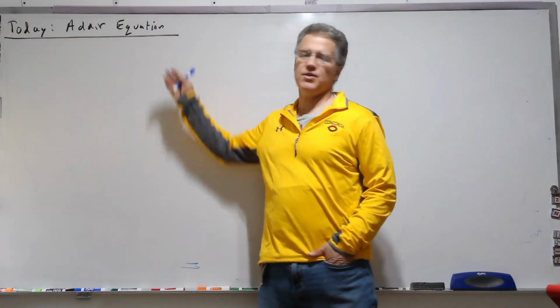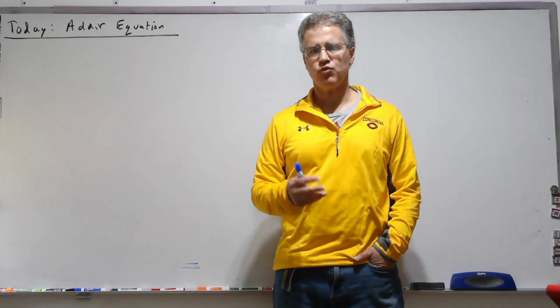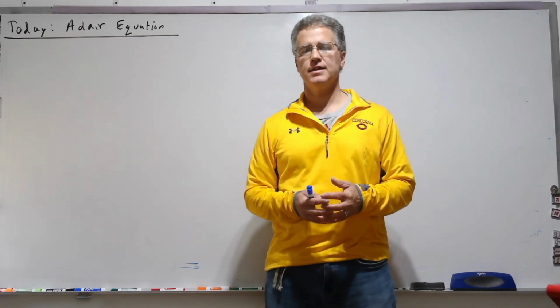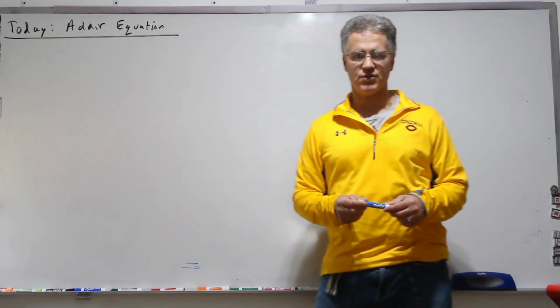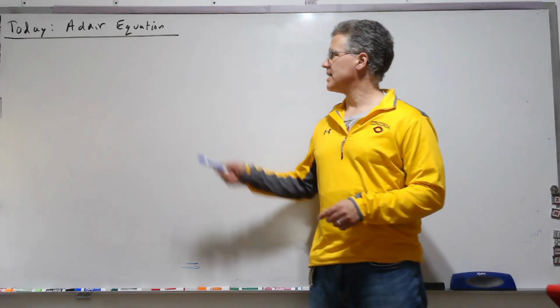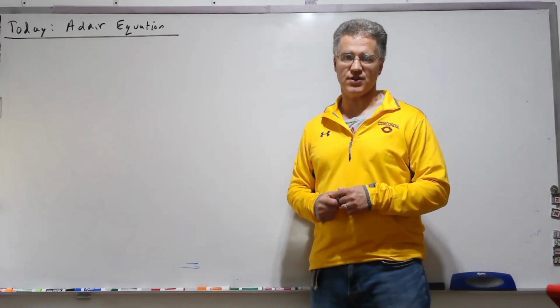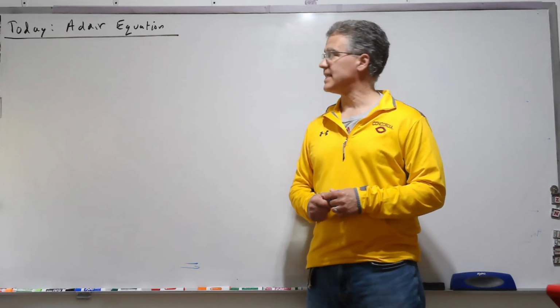Okay, today we're going to talk about the Adair model. This is a really important model for cooperative binding. It's not the only model. We'll also talk about the Hill model, but we'll go through all the details of the Adair model today.